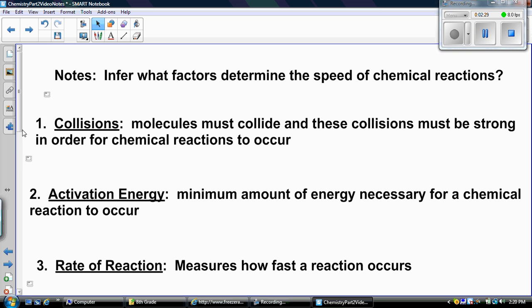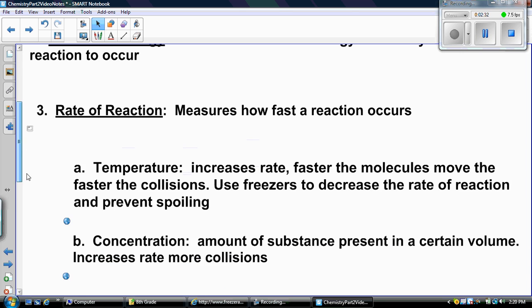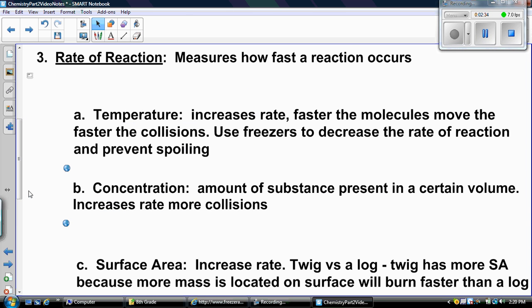So there are ways to speed up how fast chemicals will react. And the ways to do that are through, one, temperature. It increases the rate because the faster the molecules are moving, and remember, if you increase temperature, that means those molecules have more kinetic energy. So they're going to move around a lot faster and there's going to be more collisions. That's why you use freezers to decrease the rate of reaction and prevent spoiling. So let's take a look at what that looks like.